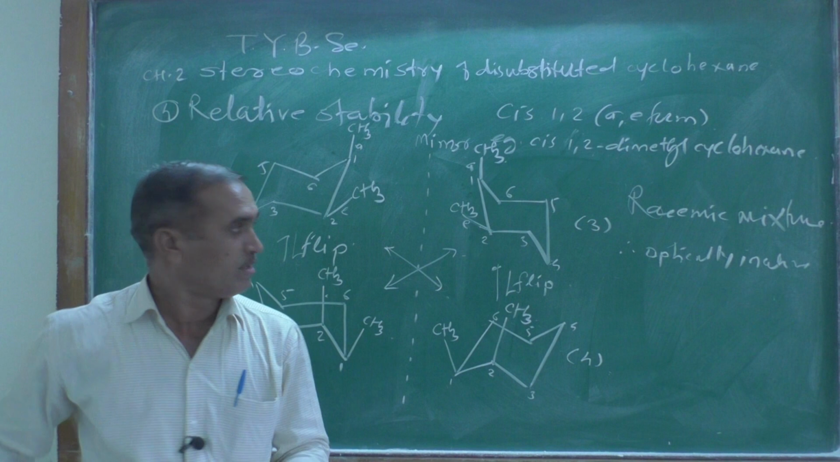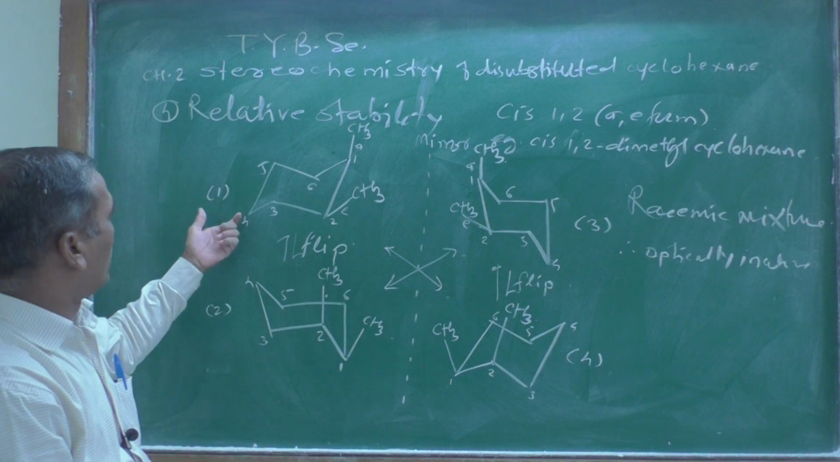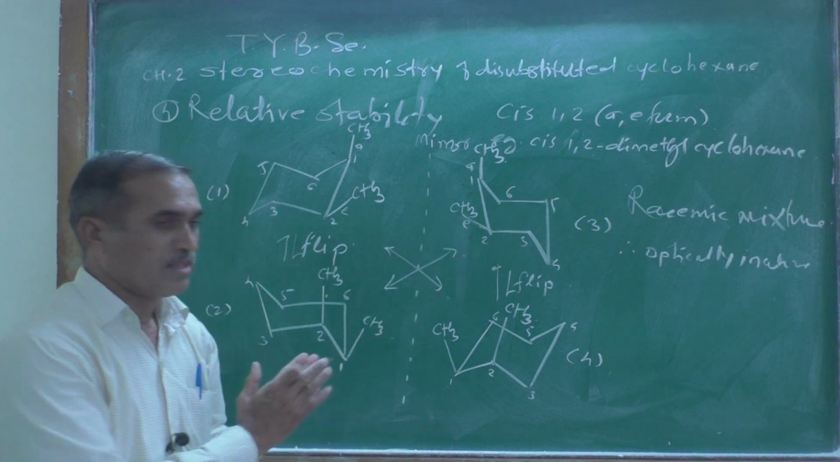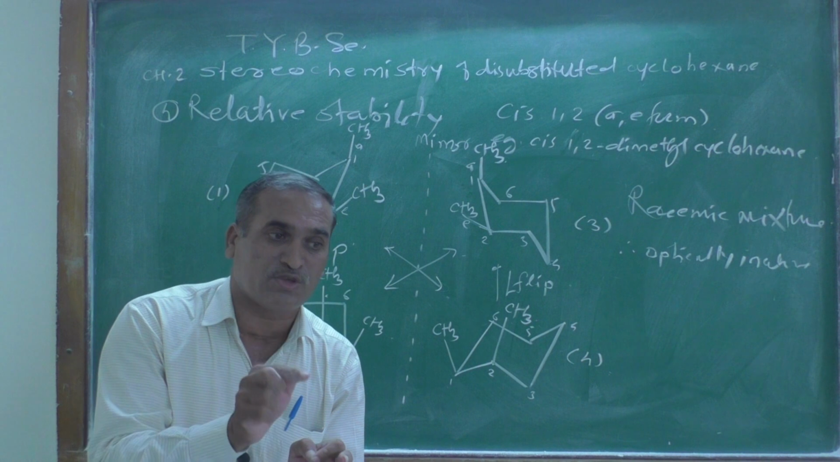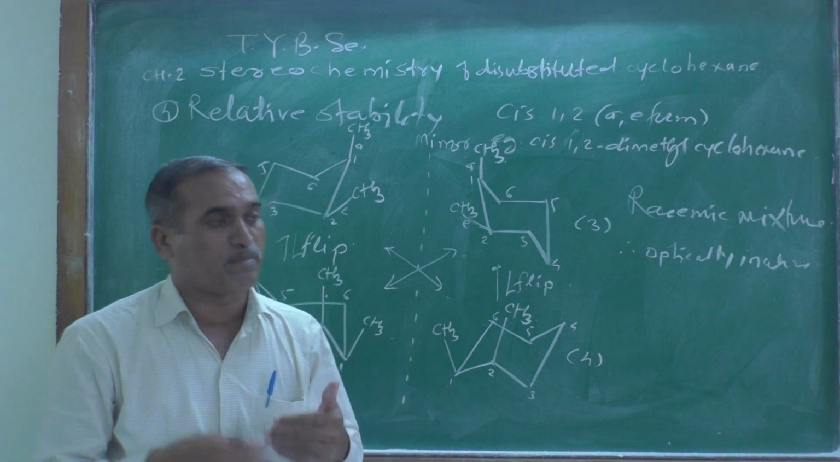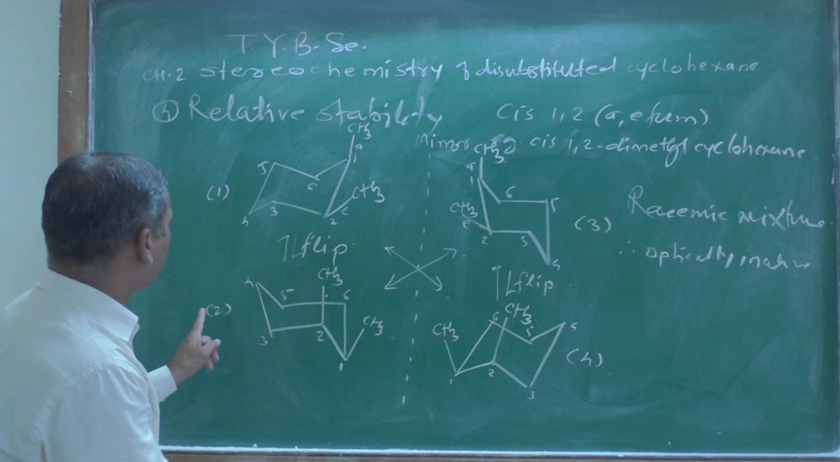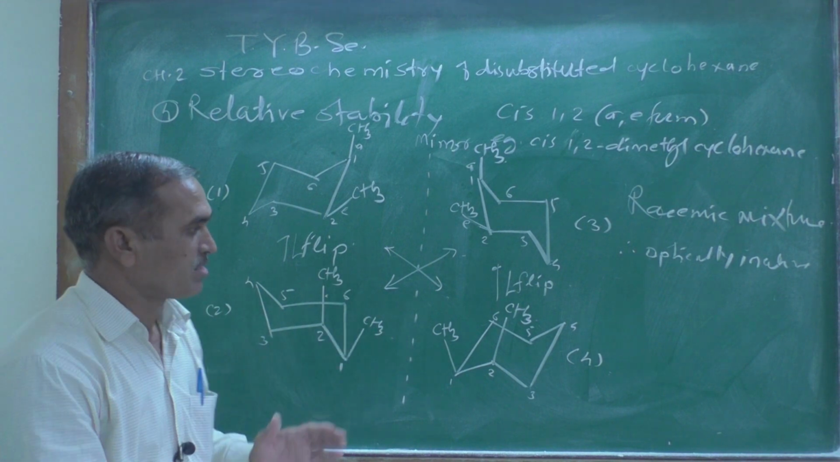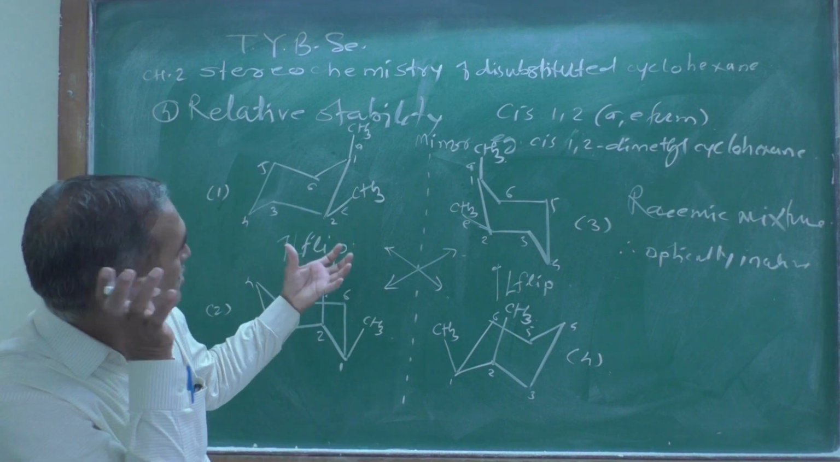Now remember, second thing, conformational isomerism. First and third are non-superimposable mirror images of each other. That type of conformer is called an enantiomer, and 2 and 3 are also enantiomers of each other, and therefore they are conformations.